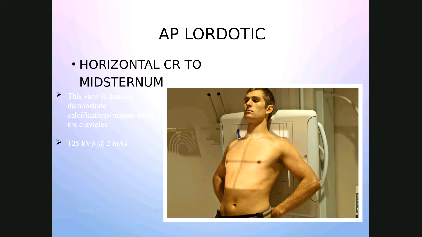So you're doing this to rule out any calcifications or masses below the clavicles, because what this image does is actually project the clavicles up off of the chest cavity. So it throws them up above the apices of the lungs so that you're able to visualize underneath in that area and see if there is any pathology going on.